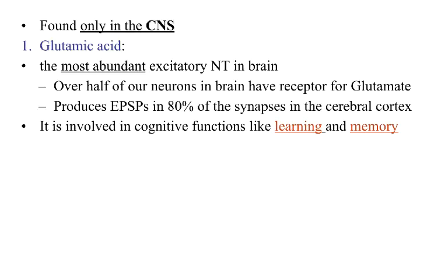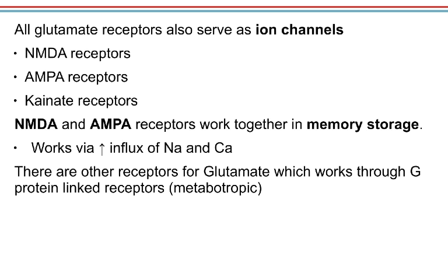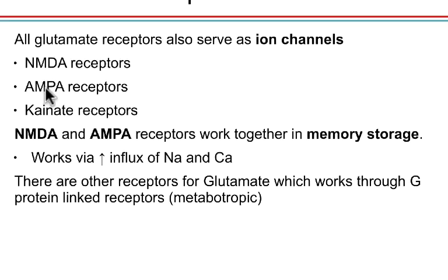Glutamic acid is very well known for its cognitive function, including learning and memory. In the next chapter, chapter 8, I'm going to discuss how glutamic acid is involved in your memory. But for now, I want you to know that glutamic acid has three receptors: NMDA, AMPA, and kainate. Kainate is very similar to AMPA, but is not as prevalent as AMPA. It does exactly the same thing.